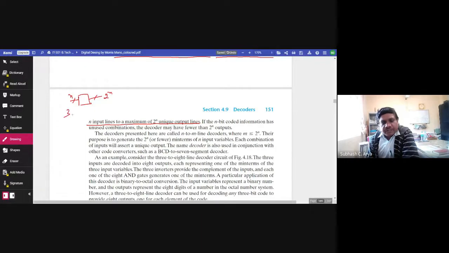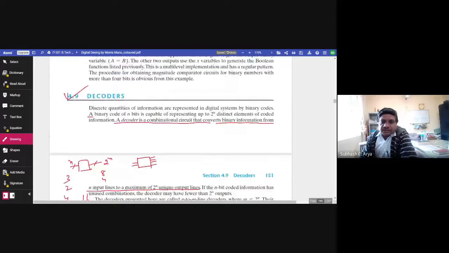Suppose a 3-bit input. How many outputs will there be? 8. If a 2-bit input is there, how many outputs? 4. If a 4-bit input is there, how many output lines? 16. So this is the simple thing. Suppose I write here 2-bit, so the output will be 4. This is the meaning of our definition.